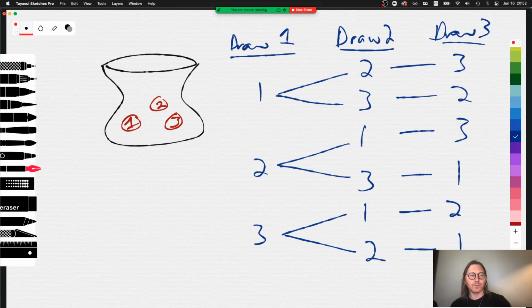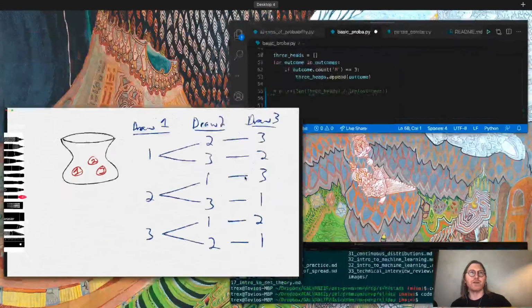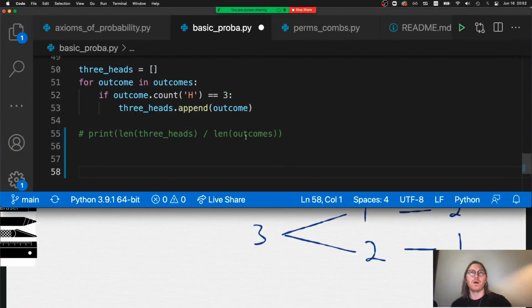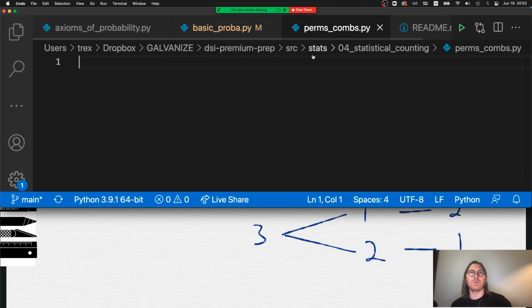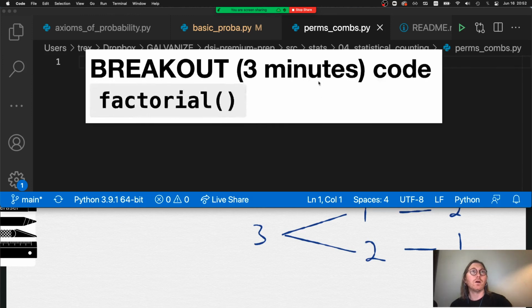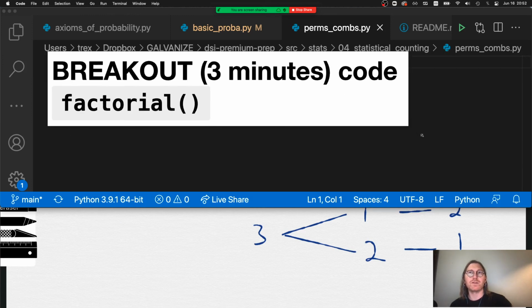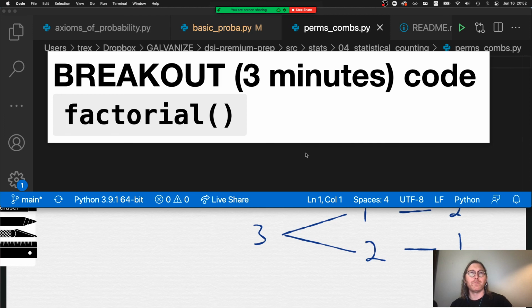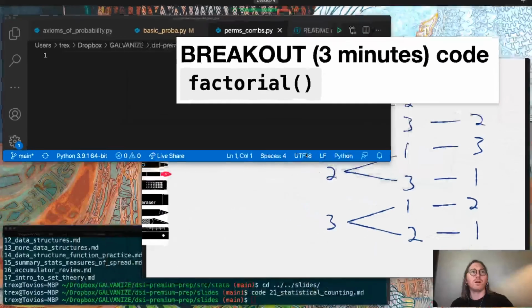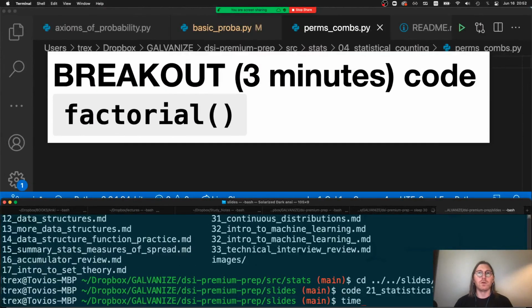So what I'm going to have you code, I think we have just enough time to do this. I believe we're in perms.combs.py. I'm going to have you code the factorial function, and that's how we will wrap up today. It says 3 minutes to code this. I'm going to put 4 minutes here and just have you code this out.